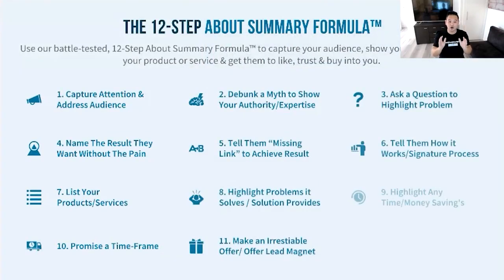So this is a 12-step About summary formula that we created, okay? And it turns out a perfect About summary every single time. What we've done is we've taken basically the best copywriting methods from around the world and put them inside a 12-step formula that works inside of LinkedIn, okay? So it's things like capturing attention, addressing the audience. You've got to make people inside of LinkedIn want to click that see more button, because LinkedIn will only show about 3 lines.